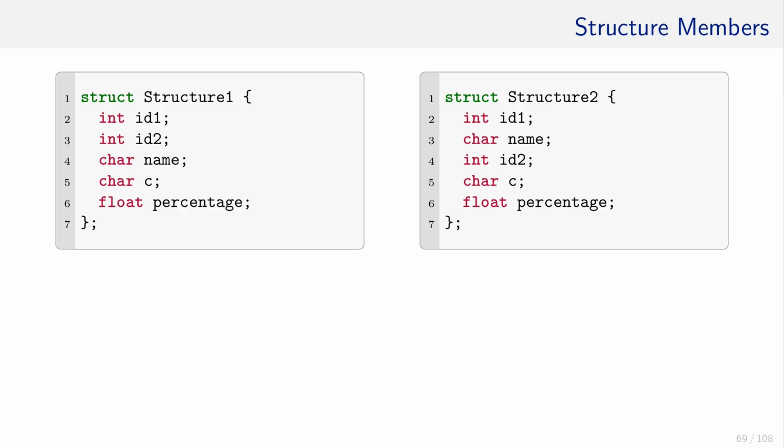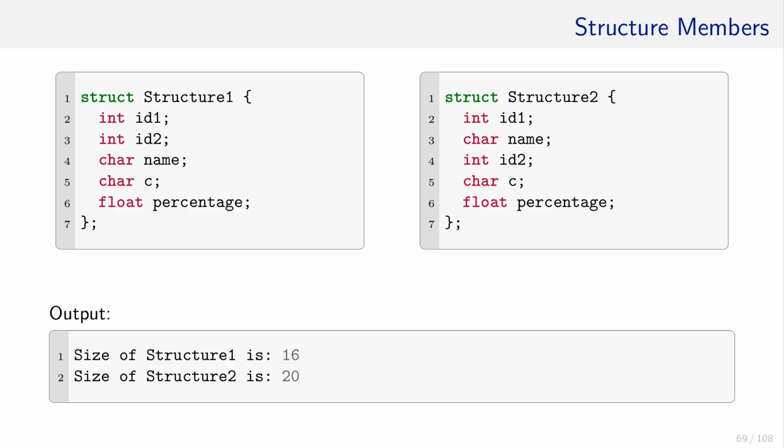Consider the following two structures. The members of both structures are the same, just a bit jumbled up. However, this has an impact on the memory footprint. The sizes are different. The left one requires 16 bytes in total, the right one 4 bytes more. Why is that so? Let's have a look at how these structures are stored in the memory. First, the left one.